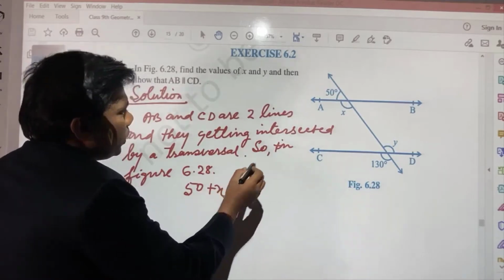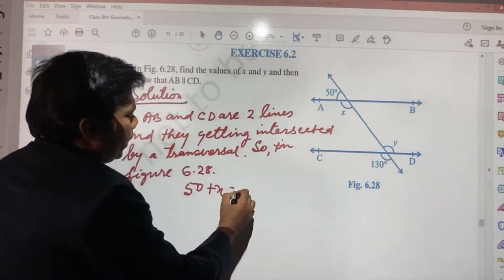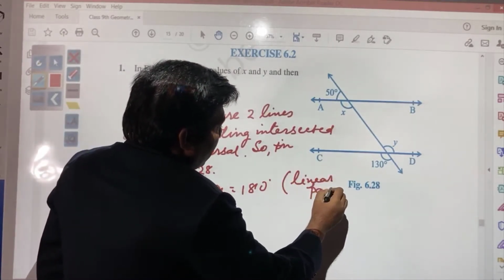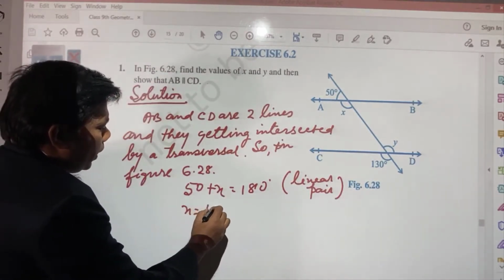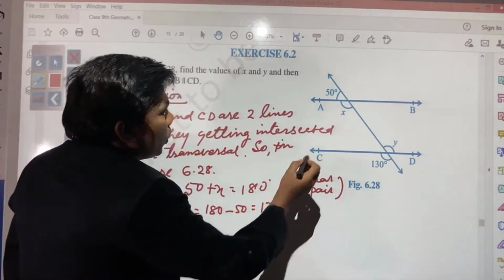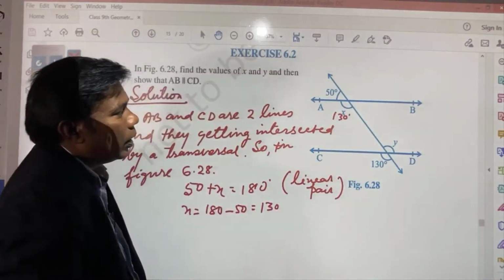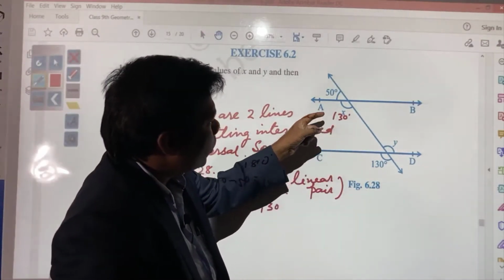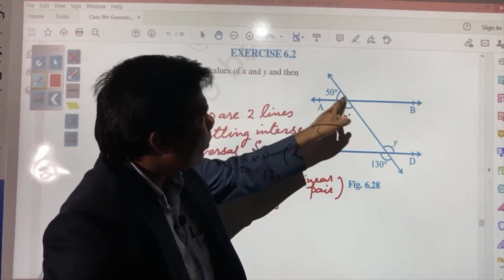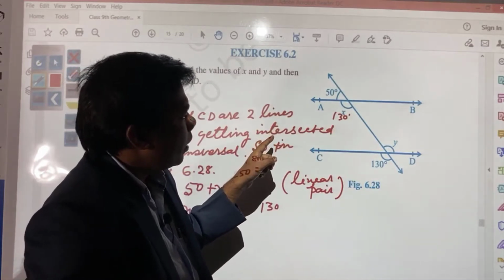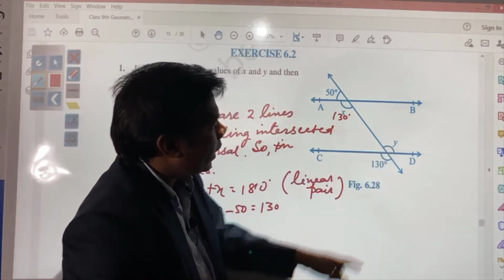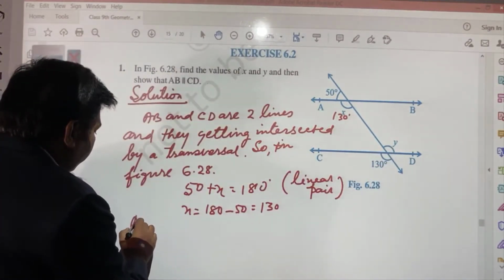50 plus x will be what? 180 degrees. Why? This is a linear pair. And x will be 180 minus 50, it means 130 degrees. So you have got 130 degrees. Now here you see what will you do? If this is 130 degrees, this angle will be how much? This angle will be 50 degrees. And since this is 130 degrees, this will be the vertically opposite angle.